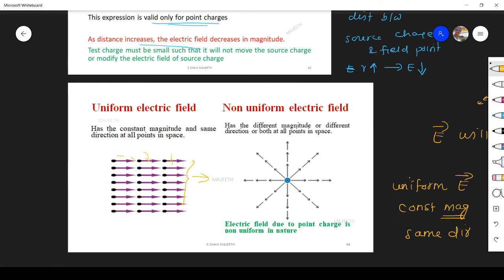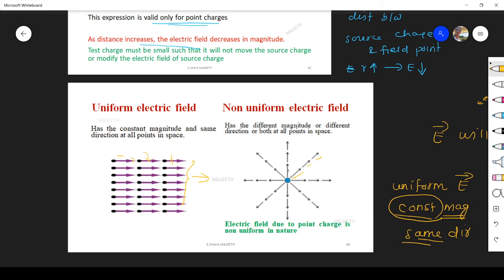Suppose the magnitude is not constant and the direction is different, right? If the magnitude is not constant and the direction is not the same, that is also a non-uniform electric field. If the magnitude is constant but the direction is different, that is also a non-uniform electric field. If the direction is the same but the magnitude is variable, that is also a non-uniform electric field. See, just now I have drawn this. Here you see the length is wide, then it is reducing, then reducing. So here the magnitude is changing. The direction is the same, but the magnitude is changing. So it is a non-uniform electric field.